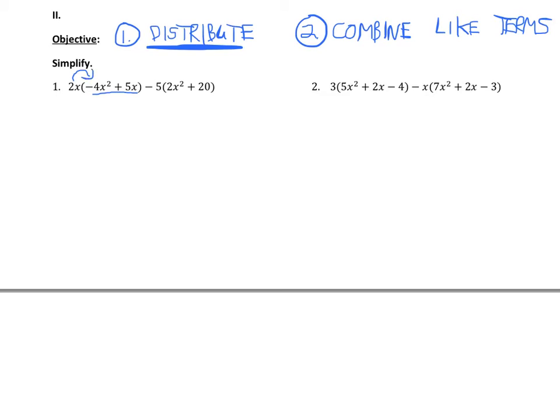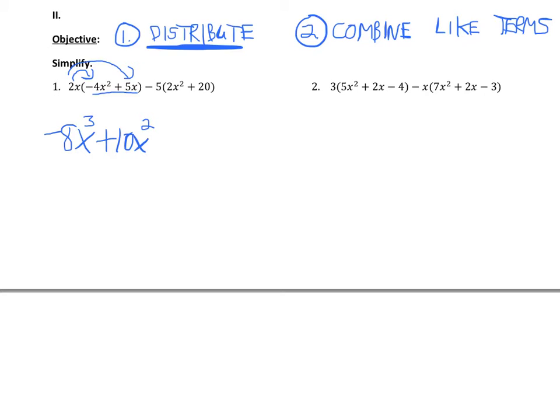2x times that negative 4x squared gives me negative 8x cubed. I'm multiplying the numbers and I'm adding the exponents for the variable. Then if I have 2x times 5x, well 2 times 5 is 10, it's a positive, and x times x is x squared. So just like that I get rid of the parentheses.